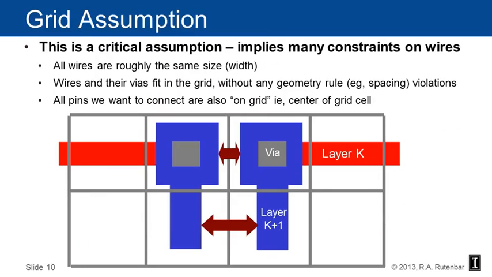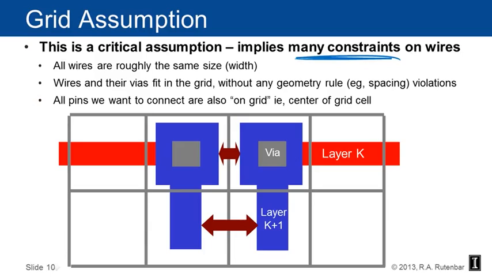The grid assumption is a pretty critical assumption. It implies a surprising number of constraints on the wires. So it implies that all the wires are roughly the same size in terms of their width, or more precisely, that the wires and their vias, which connect from one layer to another, all fit in the grid without any rule violations. So the spacing rules are appropriately met.